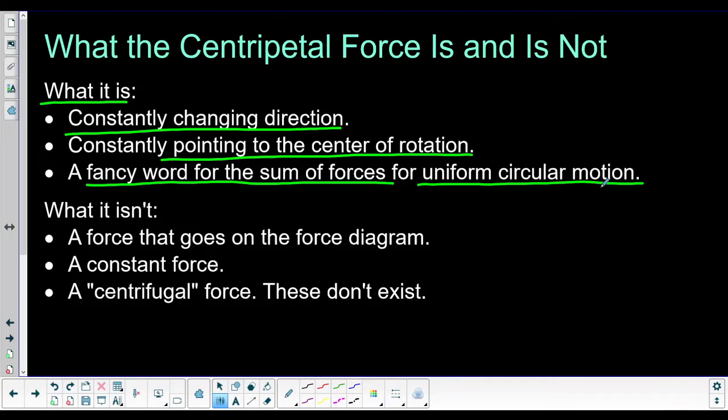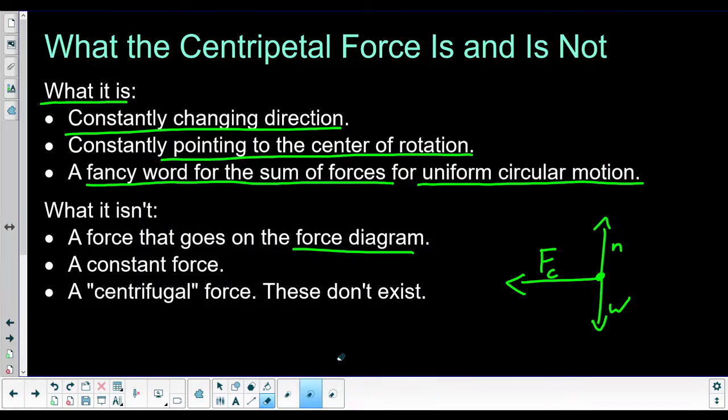Okay. What it is not is a force that goes on a force diagram. So if you are looking at something here and it's going in a circle, you don't put force centripetal on the force diagram, right? Here's weight, here's normal force, here's force centripetal. No, that is wrong. Do not put it on there. It's like the net force. You don't put a net force on a force diagram. You put the force that's acting on the object, right? It needs a specific name, right?